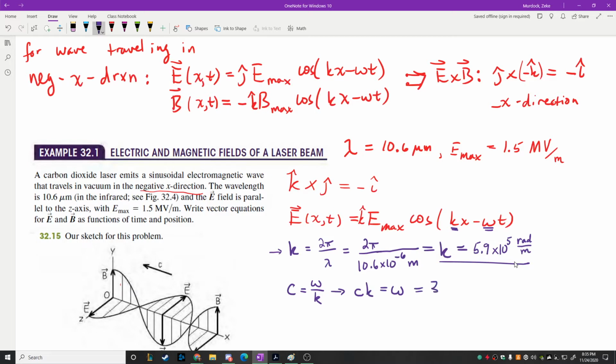So c is the speed of light. Got to remember this when you're doing these problems. It should show up in basically all of them. Multiplied by k, which we just found. So we'll write it as 5.93 times 10 to the 5th. If I write it as radians per meter, then we'll get our answer in radians per second. 1.78 times 10 to the 14.